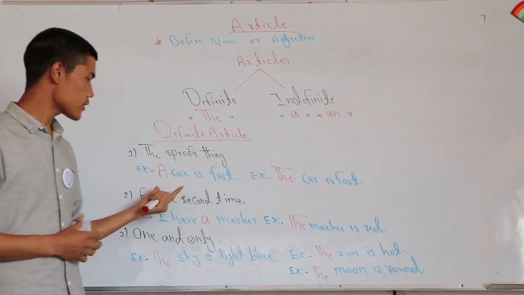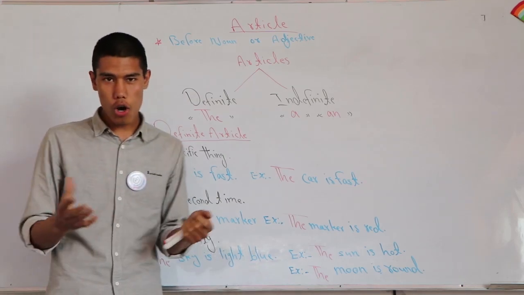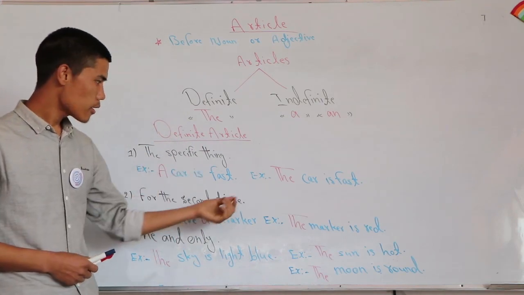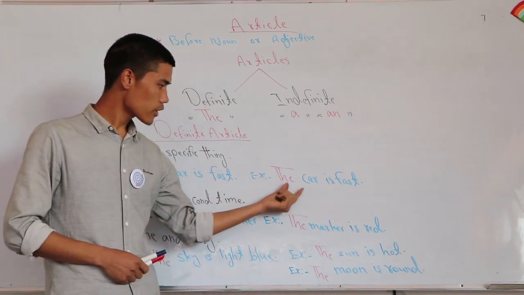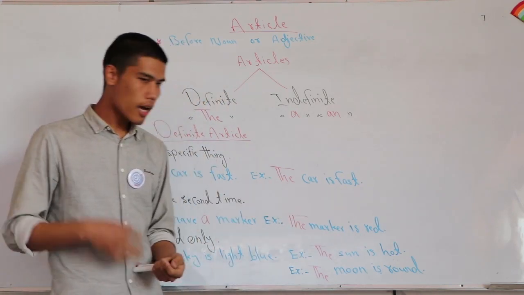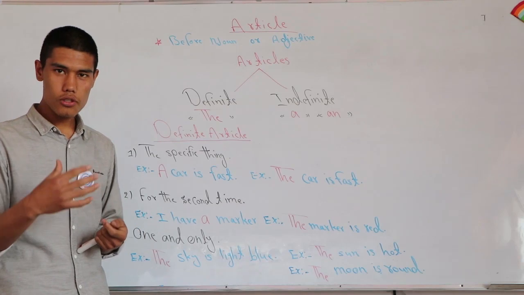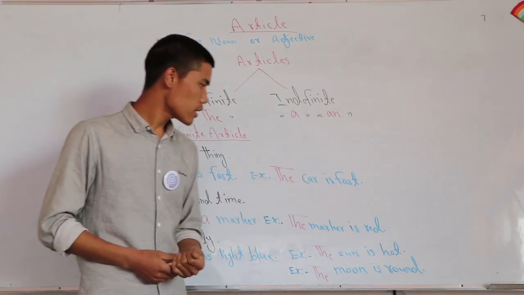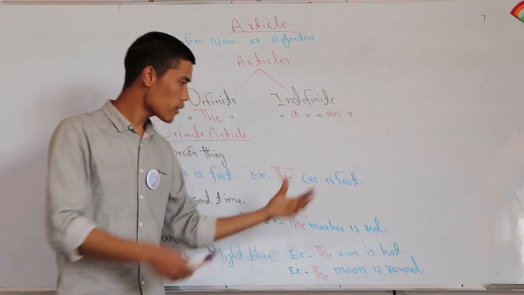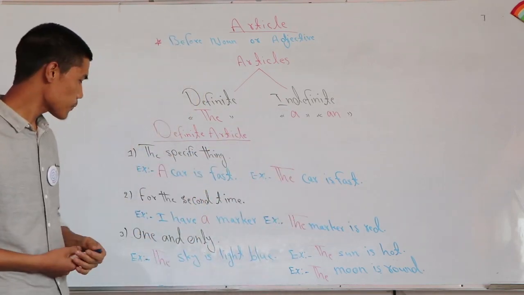It is not specific. I'm talking about all the cars. I mean, all the cars are fast. But in the second example, "The car is fast." When I say "the car is fast", I know the listener also knows what car I'm talking about. I specify that the only car I'm talking about is fast, not all the cars.